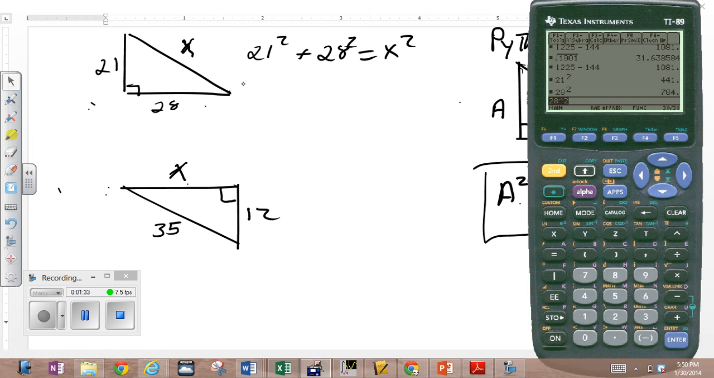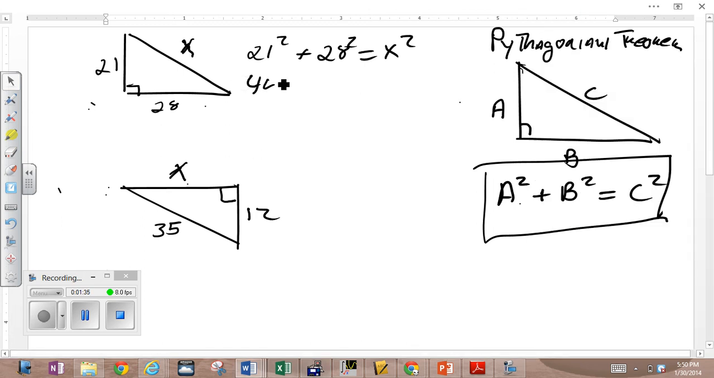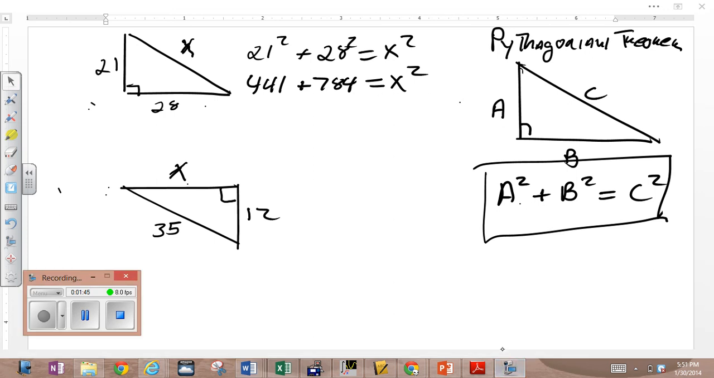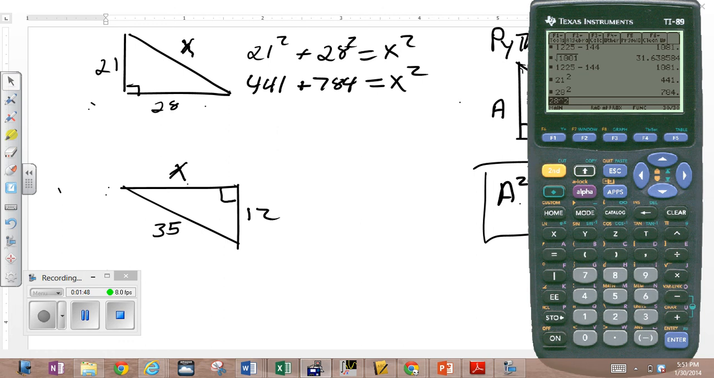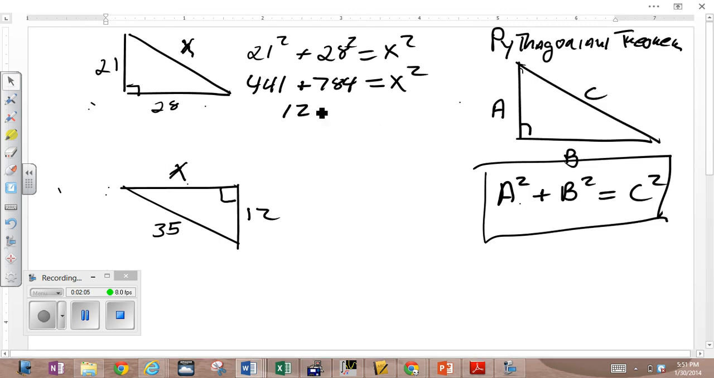So I've got 441 plus 784 is equal to x squared. And when I add those, I should be getting, I believe, 1,225. Let's just confirm that. So it's 441 plus 784, and that is 1,225, which is x squared. 1,225 is the value of x squared.